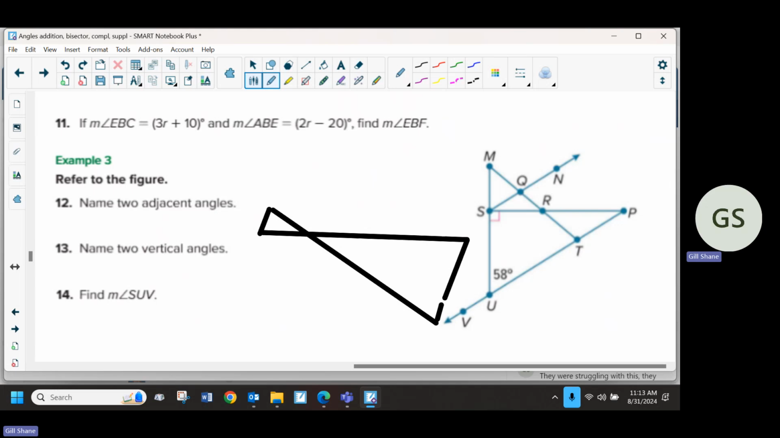They didn't understand, again, two lines cross, right? We have an X in the middle. I don't know why I didn't straighten that line out. Nobody does. Two lines are crossing, so we have vertical angles. That angle has to be congruent to that angle, and that angle has to be congruent to that one. And kids were not getting it.